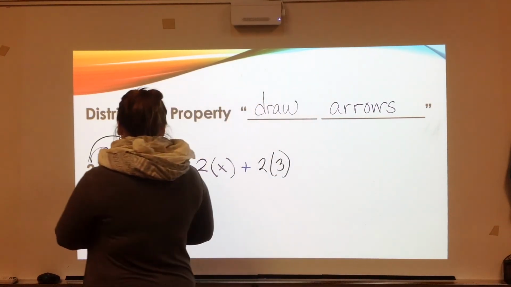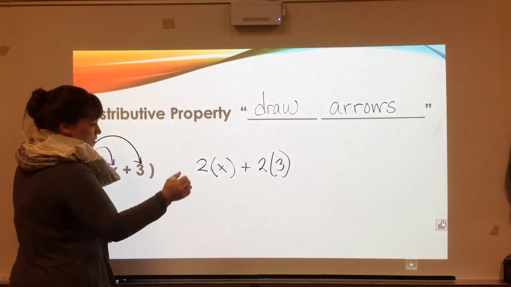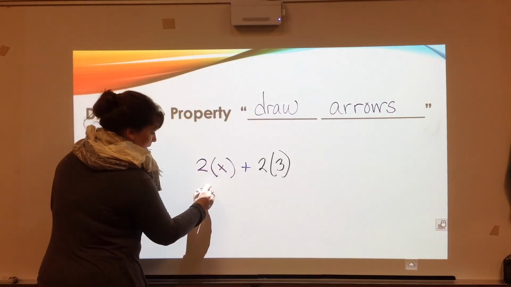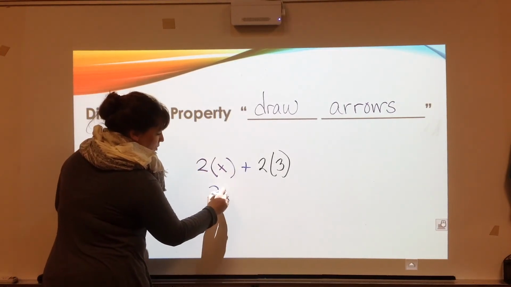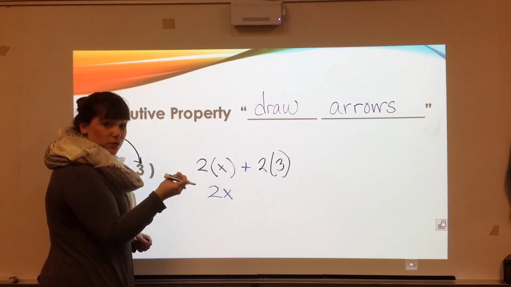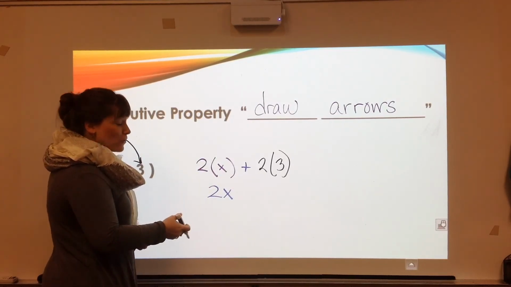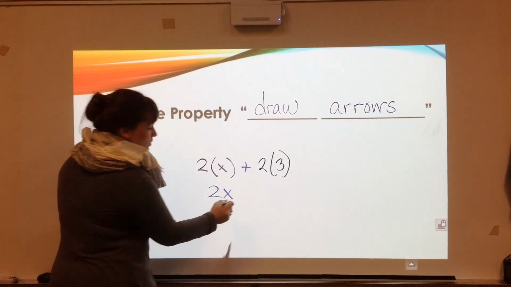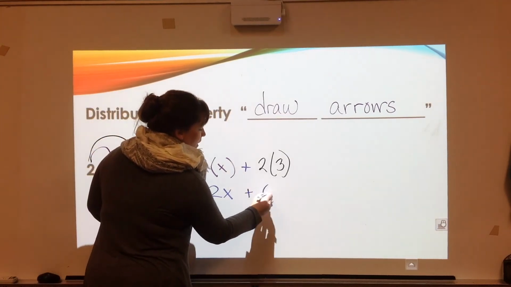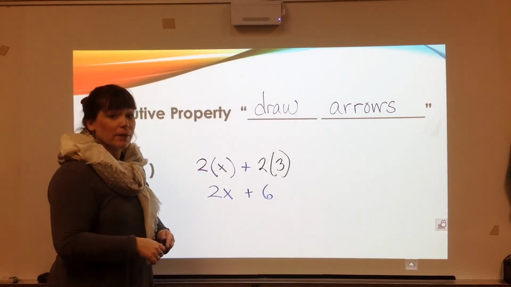Then the last step is to actually just combine if you can. I can't really do anything with this 2 and the x, so I'm just going to put 2x down, symbolizing that we're going to multiply the 2 numbers together. And then I am going to multiply 2 times 3.